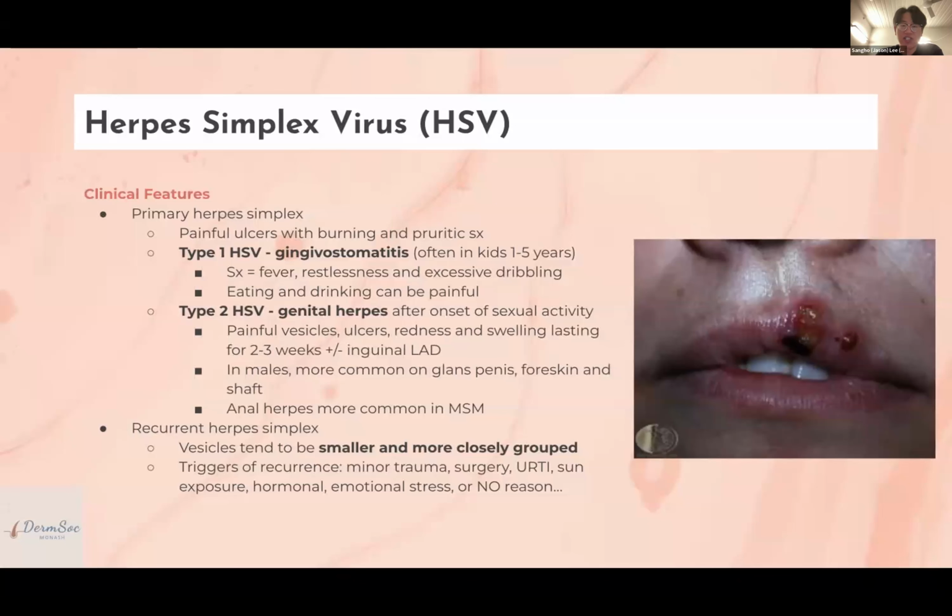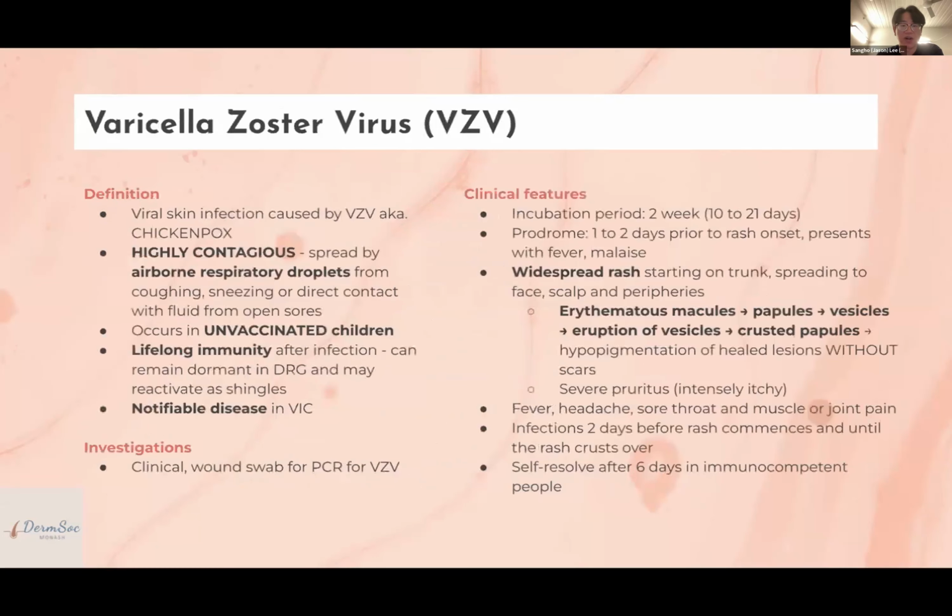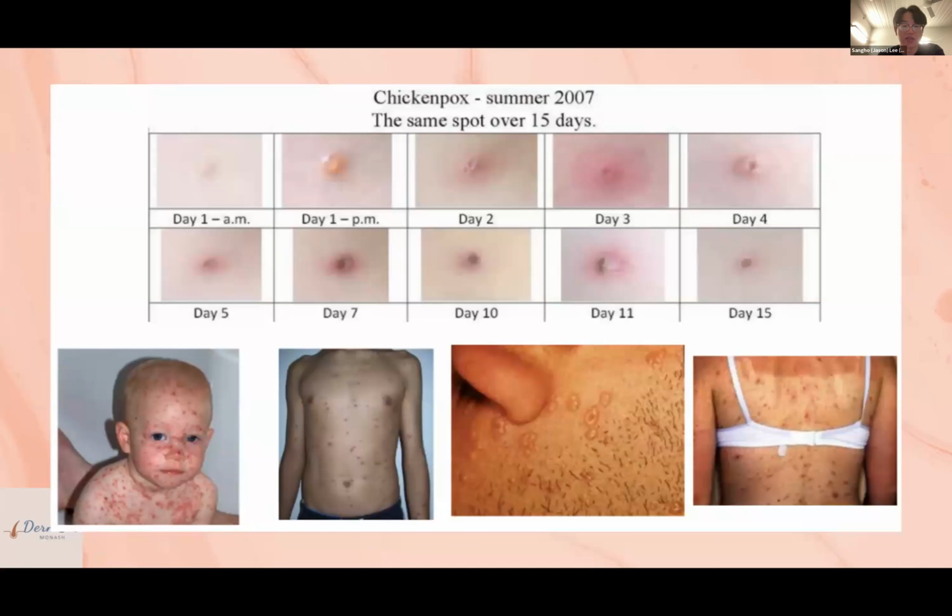I'll just skip over these ones because I'm sure you guys are more familiar with these from the previous years, but there's HSV infection to be aware of, VZV, so chickenpox, starting from erythematous macules to vesicles and then crusted. And most people are vaccinated nowadays. So if someone comes in with chickenpox, then we want to notify them since they're most likely not immunized.